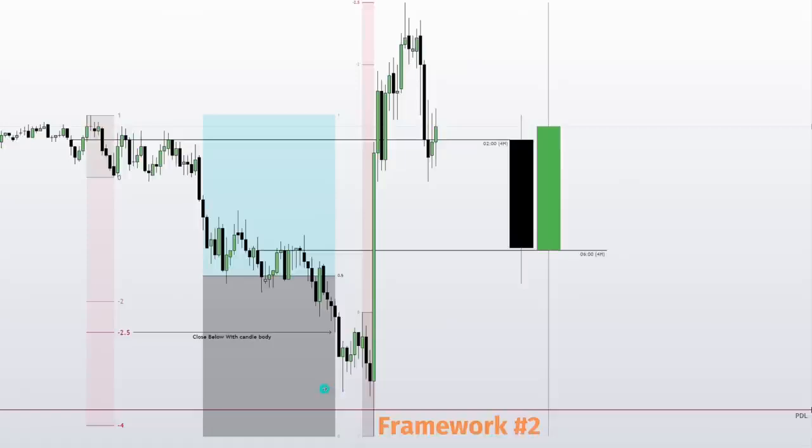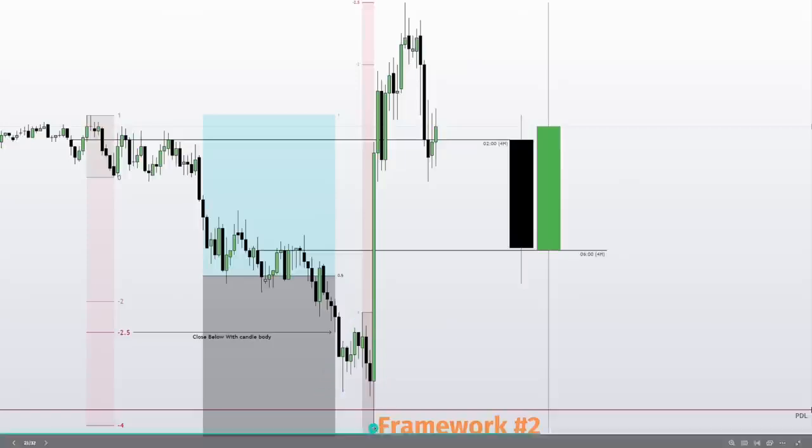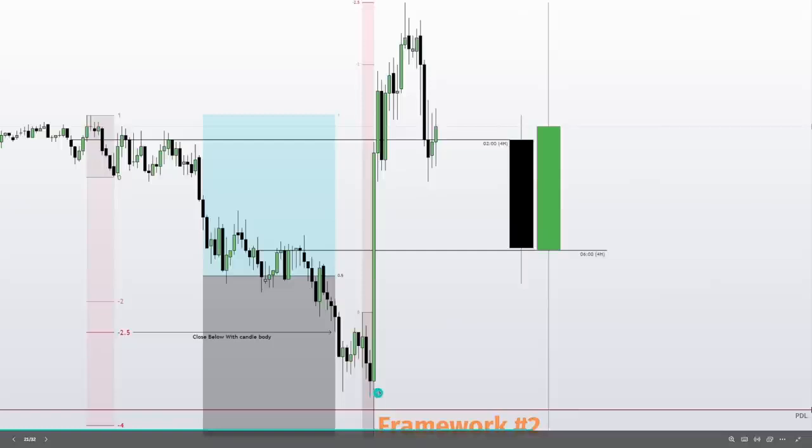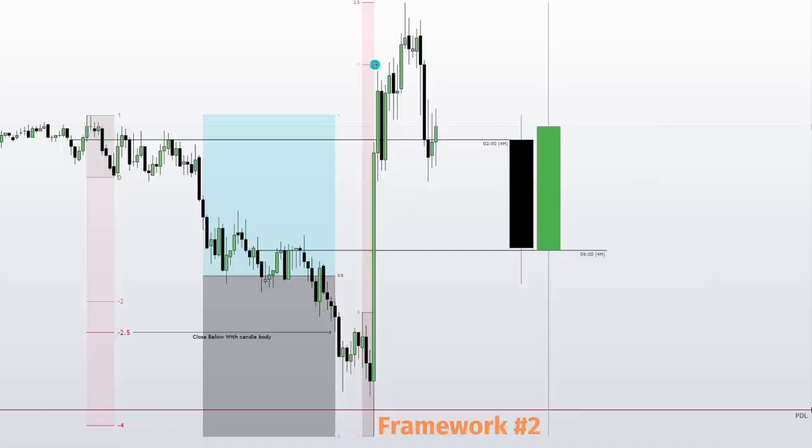Okay, and you can project this high and this low, the last manipulation leg, for moving to the 2 deviations and the 2.5 deviations. And look here, price moving above the 6 a.m. opening and the 10 a.m. opening. It's broken. All this range is broken. This is the framework for reversals. It's different from framework number 1, but it's in 2 candles in function of the previous candle.